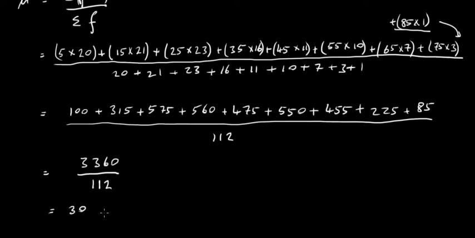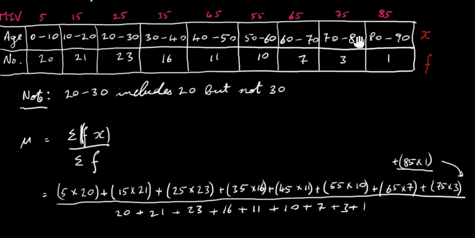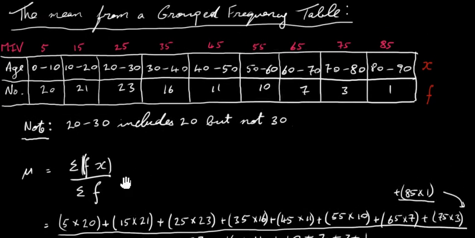Okay, so what does that mean? That's 30 years of age. Well, it means we go back to our table here. We have all these ages here. What's our mean age? If we added up all the ages and divided by 112, our mean age would be 30. So this age here. Now remember, this is an estimate because we don't know the individual ages of all of these individual groups here. Okay, so that's it for estimating the mean from a grouped frequency table.